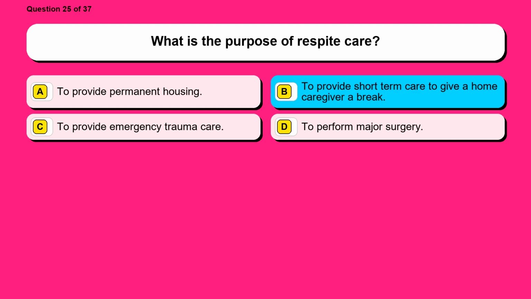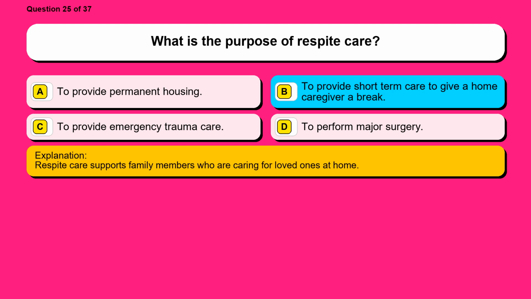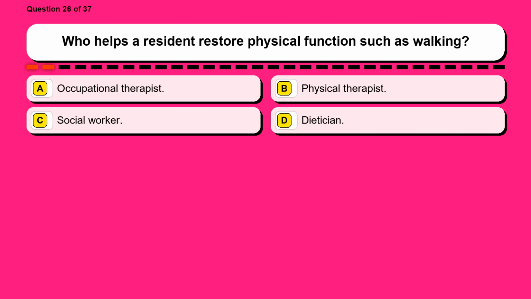The correct answer is option B, to provide short-term care to give a home caregiver a break. Respite care supports family members who are caring for loved ones at home. Question 26. Who helps a resident restore physical function such as walking?